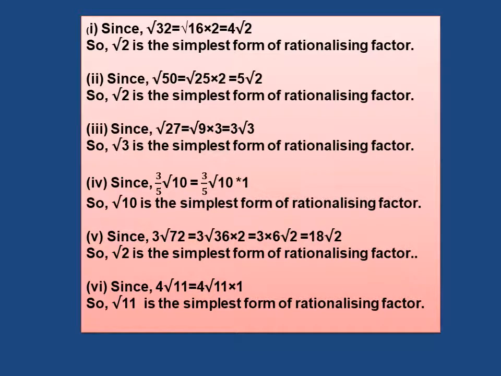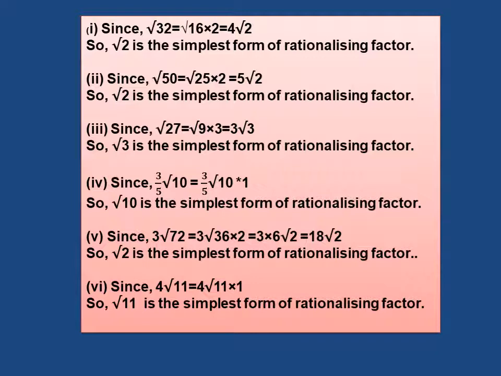4 root 2. Now when we want to rationalize, only the root term we want to remove. Which term is in the root here? Root 2. Then if we multiply by root 2, only then it will rationalize. So here root 2 is the simplest form of the rationalizing factor. If we multiply root 32 into root 32, we also get 32, but that is the biggest form and we want the simplest form, therefore we convert it to square root of 16 into 2, and you get 4 root 2. Here root 2 is the least rationalizing factor and that is the simplest form for the given sum.